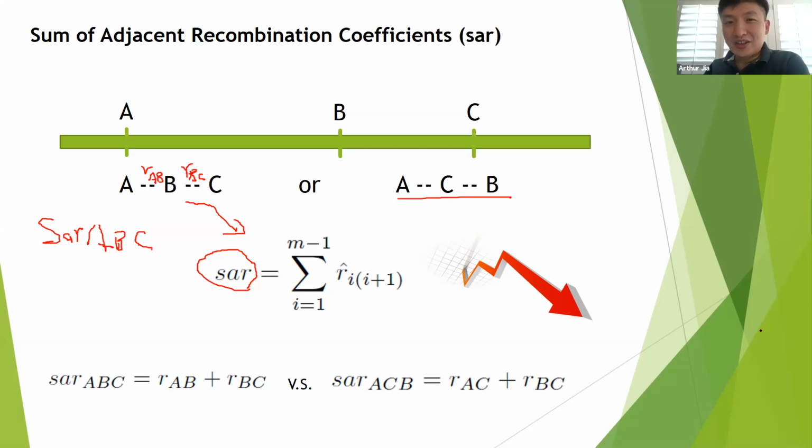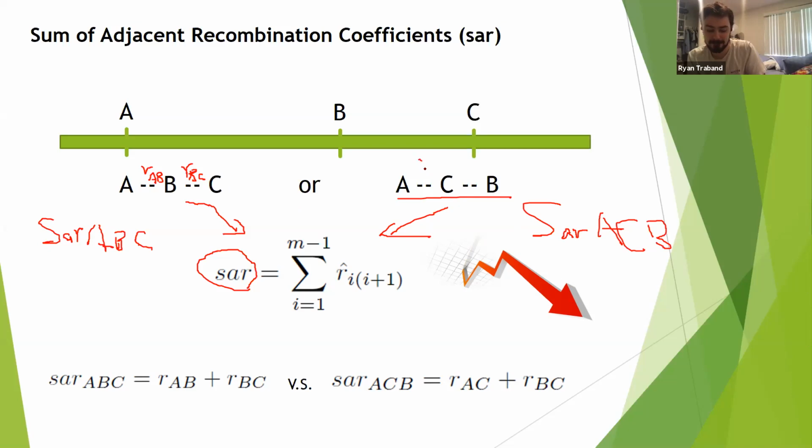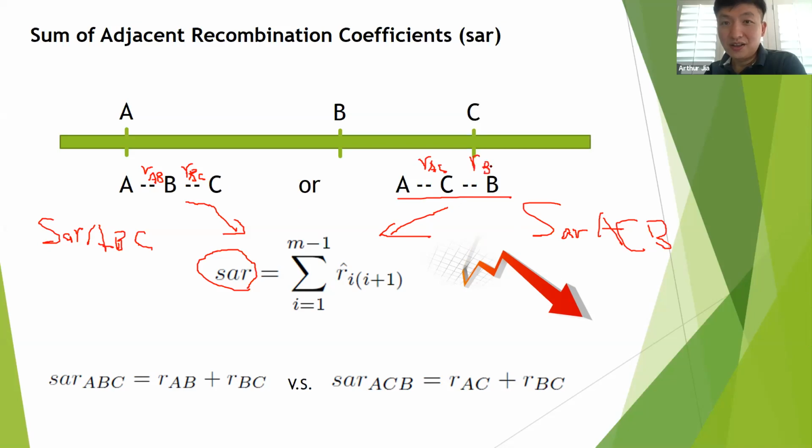Suppose you want to evaluate this order because you don't know which one is correct, right? You can do the same thing to calculate the SAR for this order as well. If the order you want to evaluate is this, you need to add up these two adjacent things. So this becomes what?